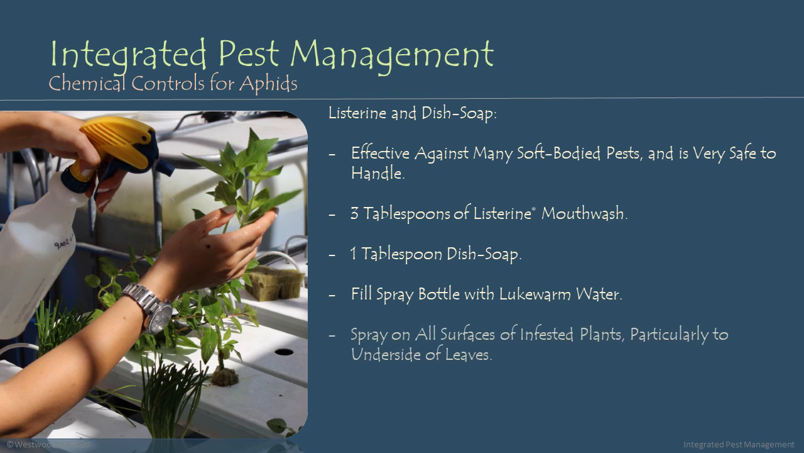This spray should be applied to all surfaces of the infested plants, particularly to the undersides of leaves, because again, contact is key when utilizing sprays to address greenhouse pests. If you just spray the plant, most of the spray is going to end up on the upper sides of the leaves, and most greenhouse pests are found on the undersides of leaves.